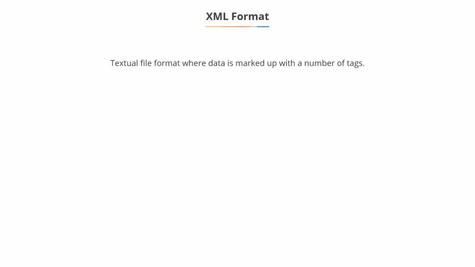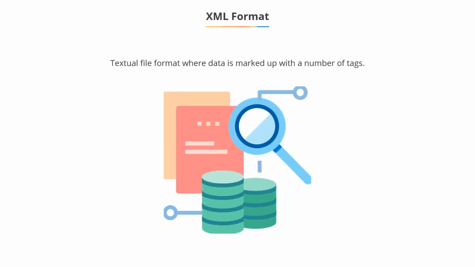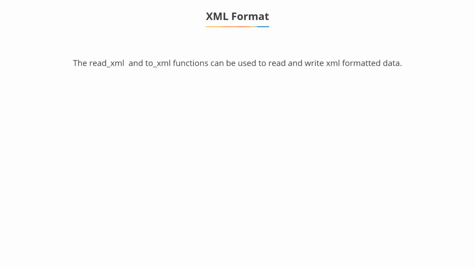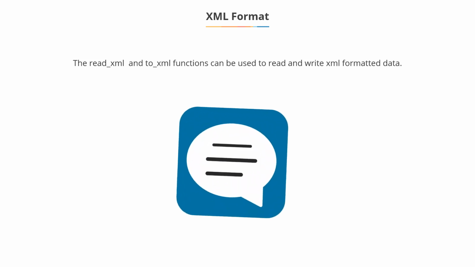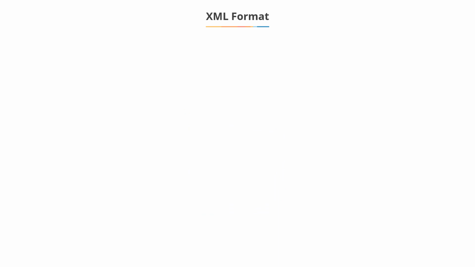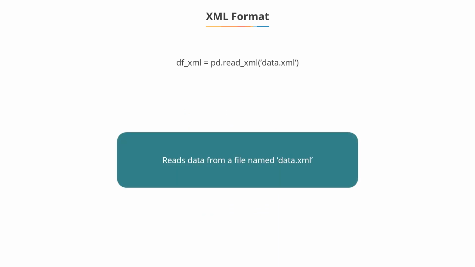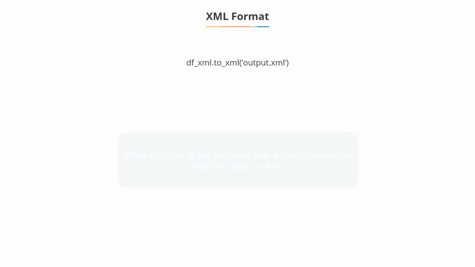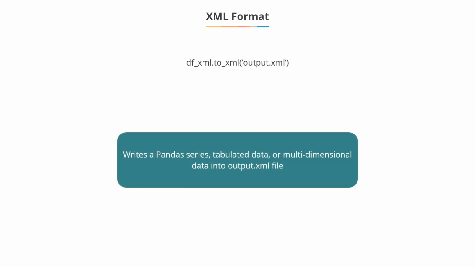XML format. XML is a textual file format where the data is marked up with a number of tags. The read_xml and to_xml functions can be used to read and write XML formatted data. For example, this function reads the data from a file named data.xml. Similarly, this function writes a Pandas series, tabulated data or multi-dimensional data into the output.xml file.